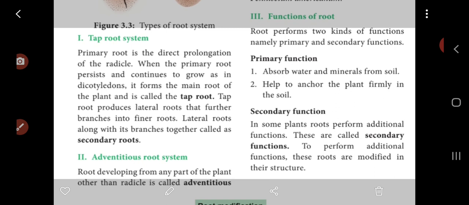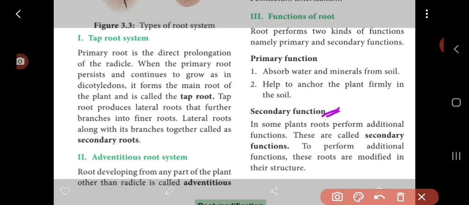Next one, secondary functions. In some plants, roots perform additional functions. Besides these two functions, in some other plants the root performs some other additional functions. That is what we call secondary functions. To perform additional functions, these roots are modified in their structure. So the root modifies its structure itself for the additional function.